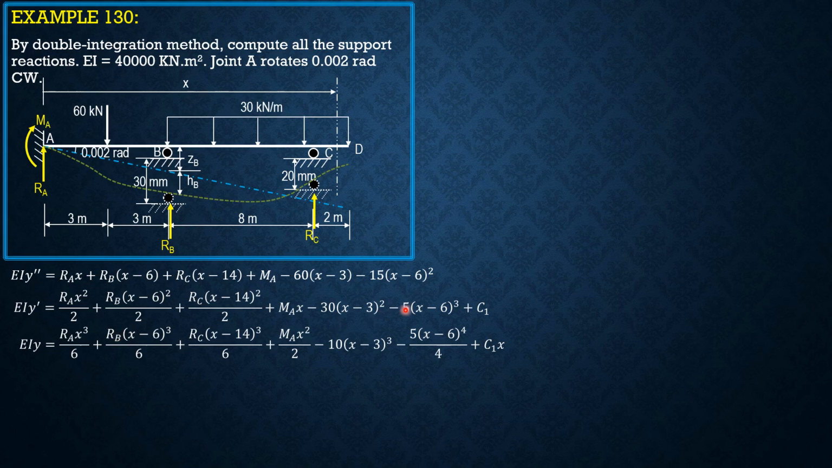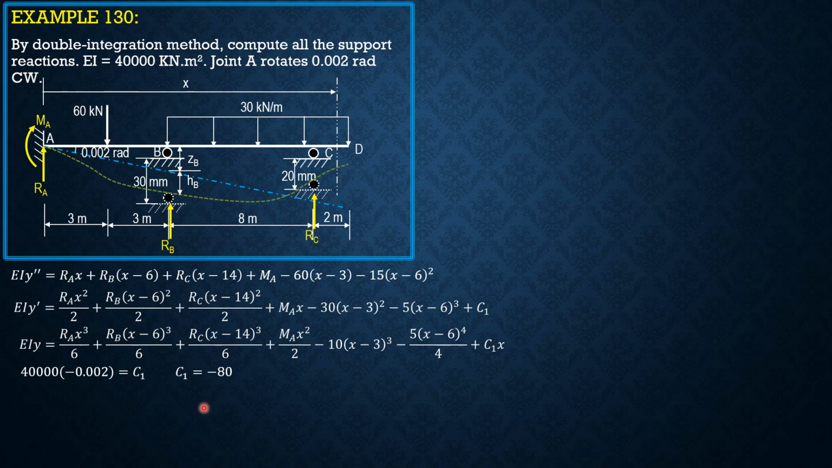Then we will evaluate C sub 1. When X is 0, Y prime is negative 0.002 because that's clockwise. Rotation clockwise or angle in clockwise direction is negative. So EI, 40,000, times negative 0.002 equals C sub 1. When X is 0, everything here is either 0 or ignored because these terms are not applicable when X is 0 or negative inside the parentheses. So C sub 1 is equal to negative 80.